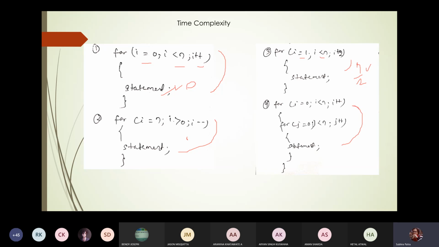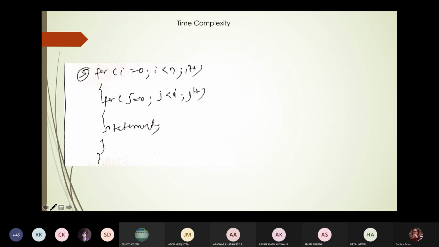Similarly, in this case, I think we discussed it last class also. What would be the time complexity of a for loop inside a for loop? N square. Yes, it is n cross n, so n square.